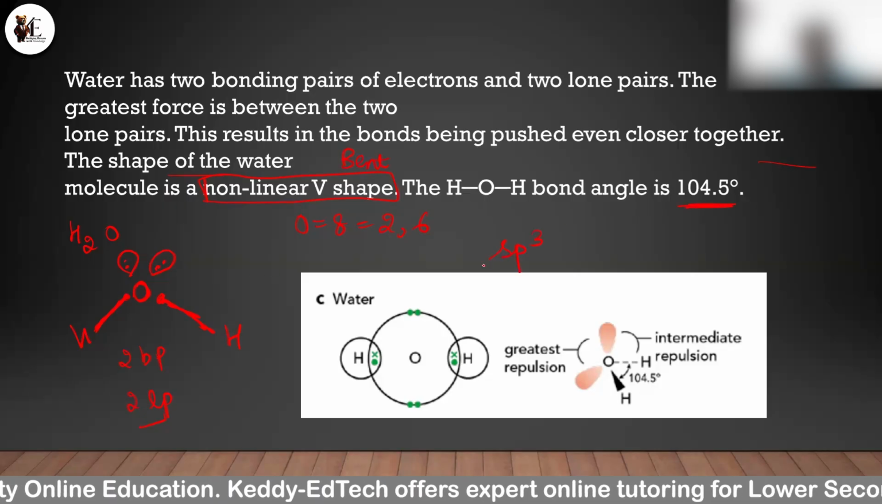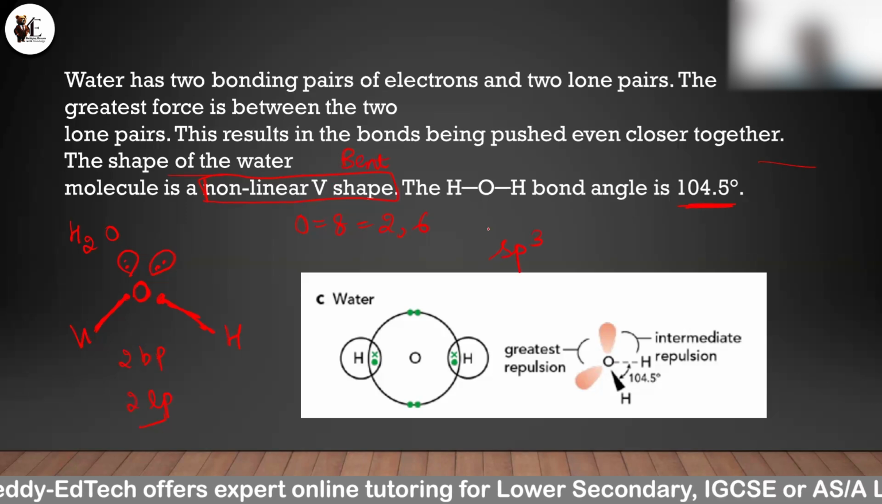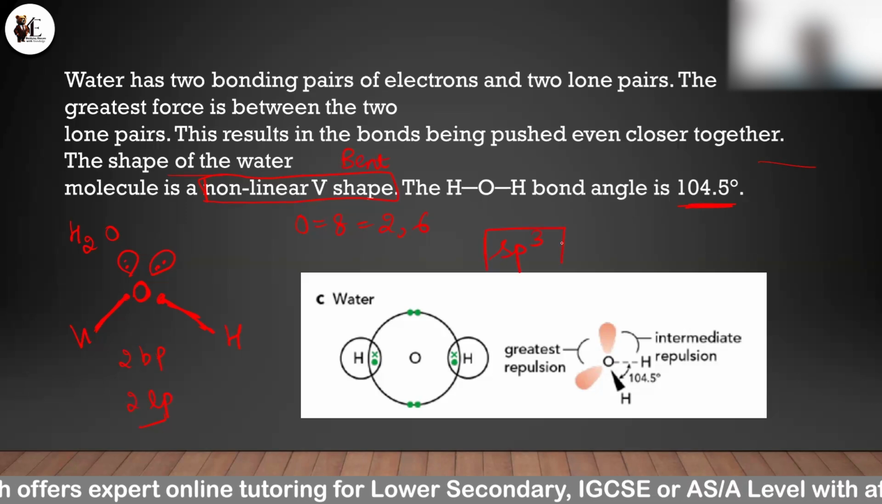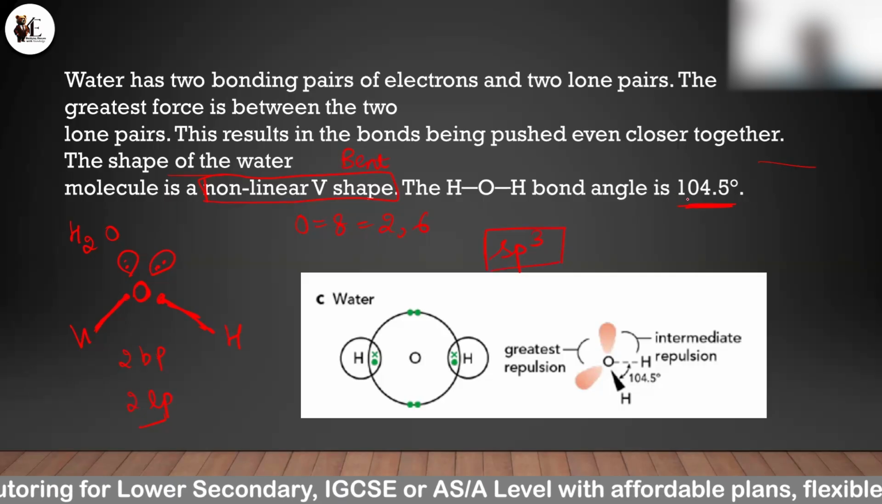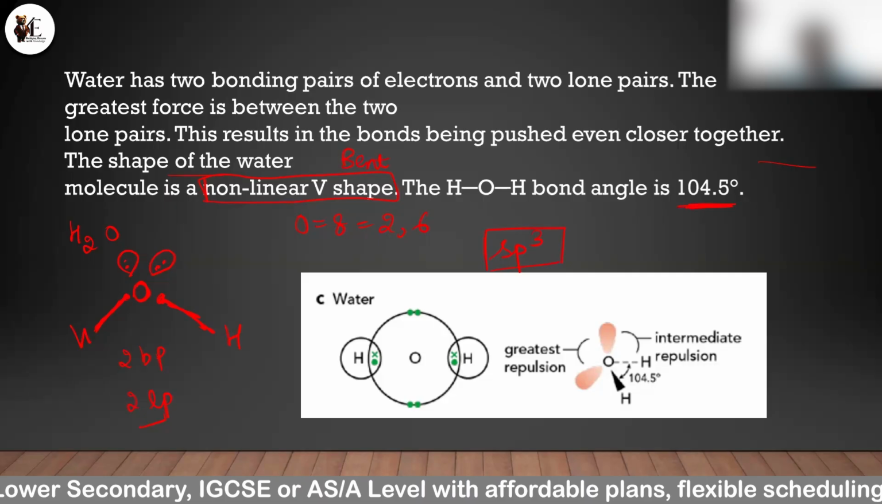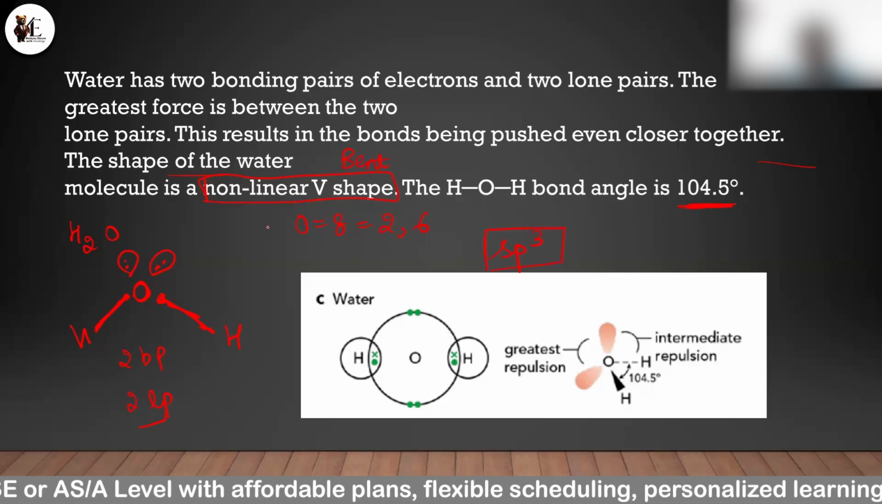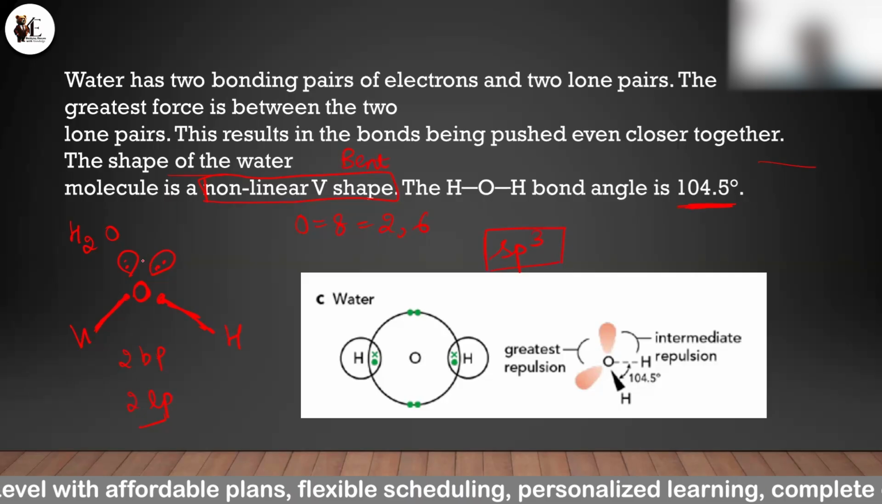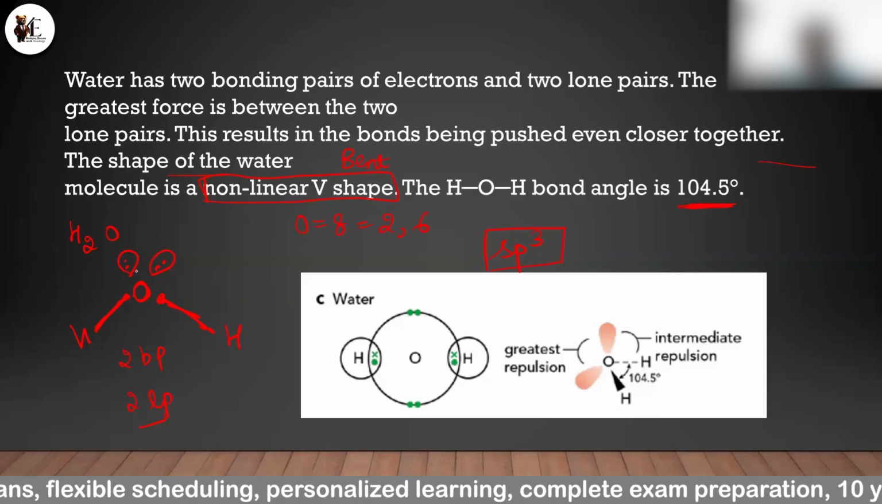Because we have two bond pairs and two lone pairs, the total is 4, right? So 1 from s orbital and 3 from p orbital. So hybridization is also sp3. Bond angle is 104.5 degrees. So we can see how it decreases from the 109.5 degrees of the sp3 angle because of the repulsion of the lone pairs. When lone pair repulsion occurs, it causes a decrease in the bond angle.